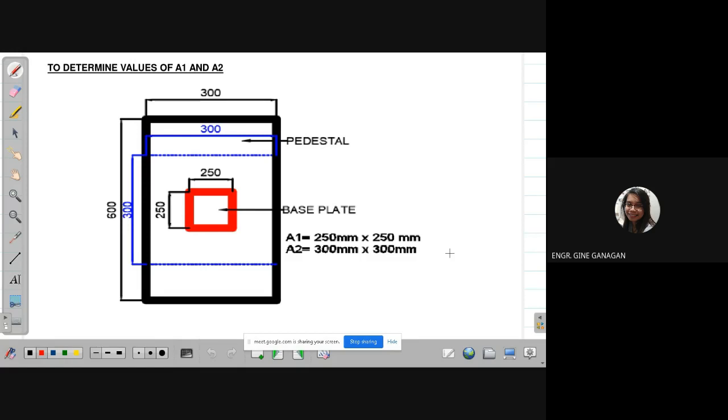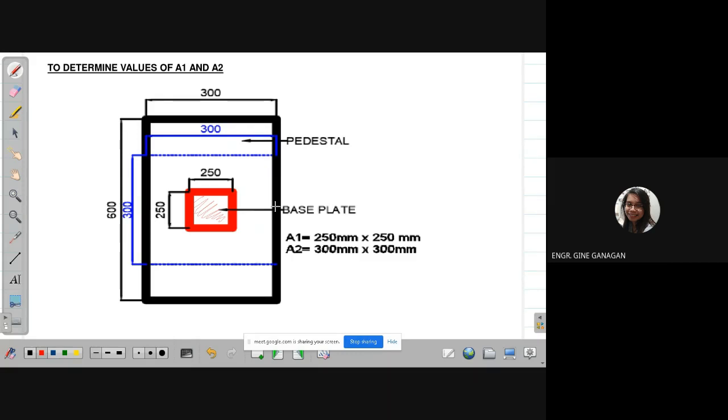So area 1, parehas, yung in contact between the base plate and pedestal. Kasi ito yung in contact with the area ng base plate, hindi pedestal. Area ng base plate, ito yun. Kasi yan yung in contact with the pedestal. Yan yung ating area 1. And for our area 2, we have to get the maximum area na geometric similar.